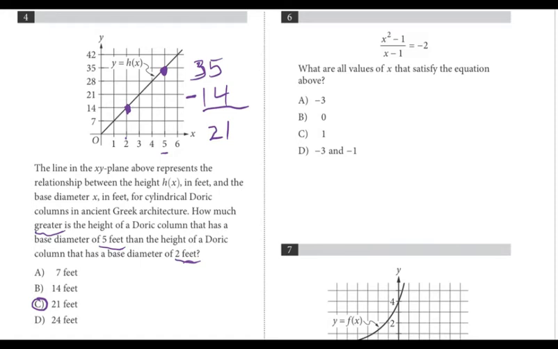And level of difficulty from 1 to 10, 1 being the easiest, 10 being the most difficult. I will give that a level 3 of difficulty. Number 5.